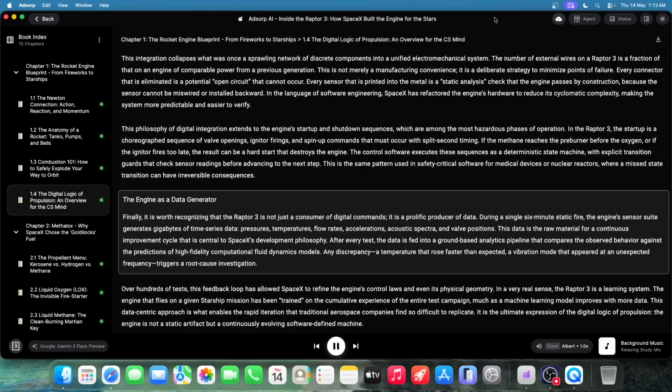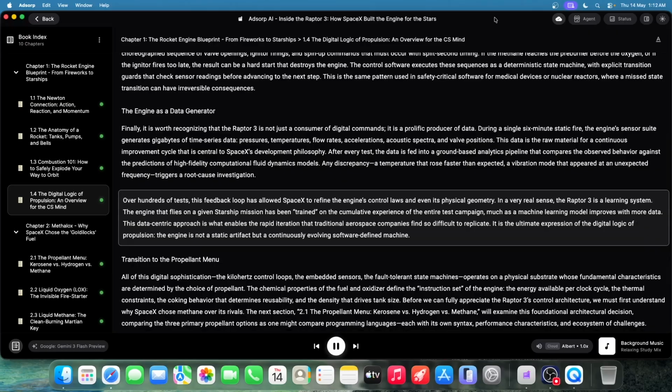After every test, the data is fed into a ground-based analytics pipeline that compares the observed behavior against the predictions of high-fidelity computational fluid dynamics models. Any discrepancy, a temperature that rose faster than expected, a vibration mode that appeared at an unexpected frequency, triggers a root cause investigation. And over hundreds of tests, this feedback loop has allowed SpaceX to refine the engine's control laws and even its physical geometry.